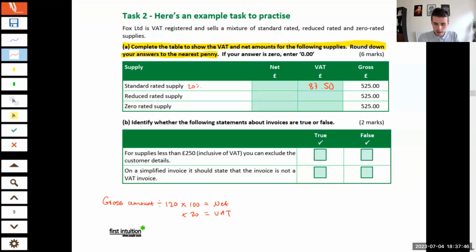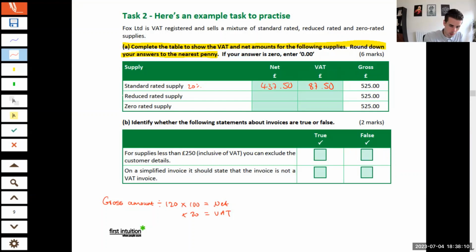Which means the net amount, the difference between the two, £437.50. Again, be careful. Do not gross it up and say, okay, I'm going to add these two together. It's not what you're doing. Again, you are working out the net from the gross, okay?